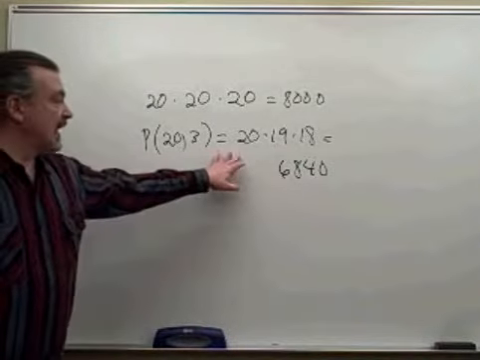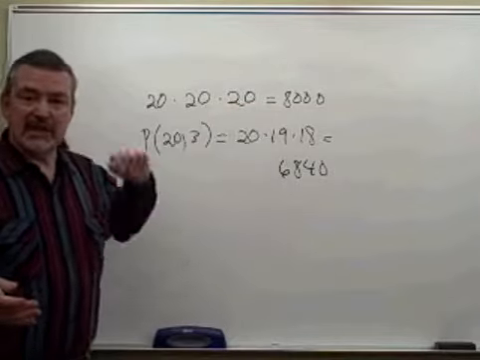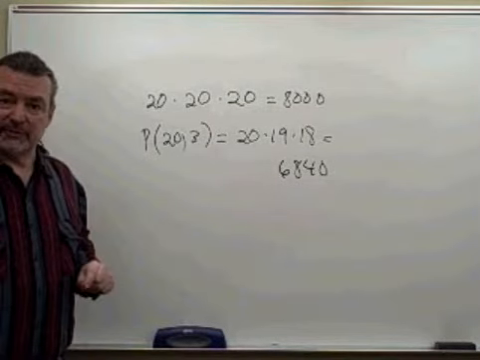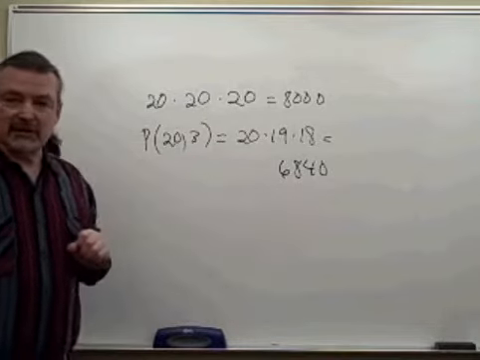So if you're going to allow one person to win more than one prize, there are 8,000 different ways you could award those 3 different prizes. If you're not going to allow that to happen, then there are 6,840.